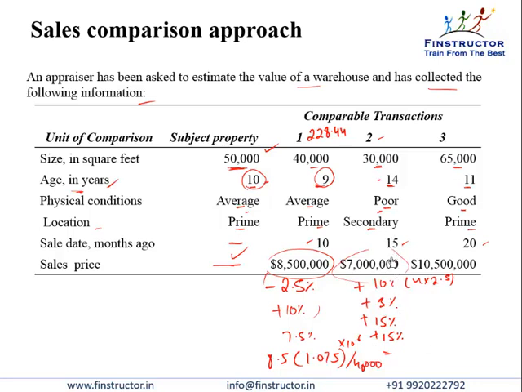So the total price that is comparable to ours would be 7 into 1 plus 0.43, the sum of 10, 3, 15 and 15, which is 43%, divided by 30,000, which will come out to be $333.67 per square feet.